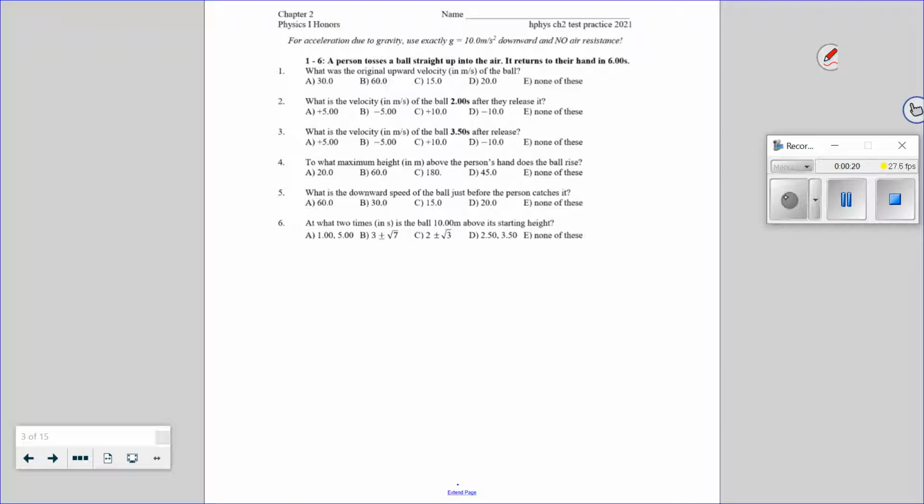Some people start panic studying the night before or whatever, and you're not helpfully studying the night before. You're just panicking. So reassure yourself. You can look at that paper. It's yours to keep. You need to list the given information for that problem.